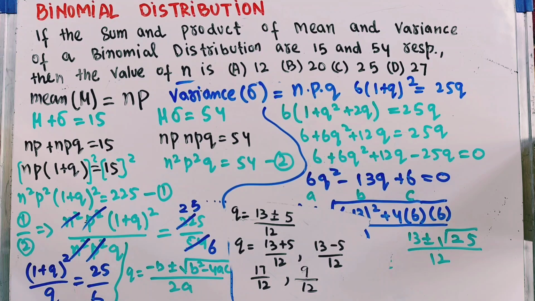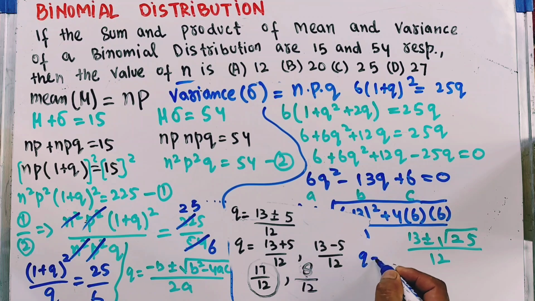Let me see if I have done it correctly or not. 13 minus 5, so we will get here 8. Now, this value of q we reject because the probability of failure or success cannot be greater than 1. Okay, simple.